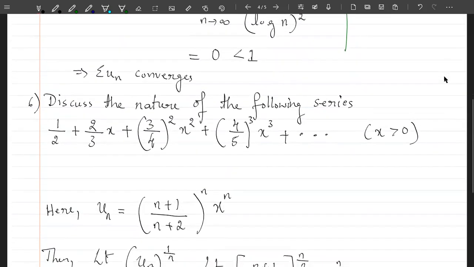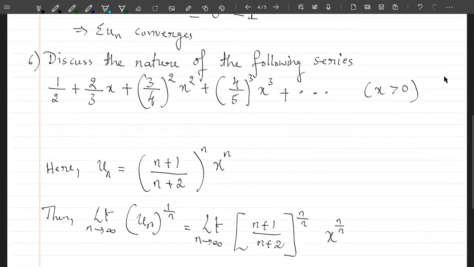Let's take the next one. This is one of the important problems. Discuss the nature of the following series 1 by 2 plus 2 by 3 into x plus 3 by 4 whole square into x square plus 4 by 5 power 3 into x cube and so on, where the value of x is greater than 0.